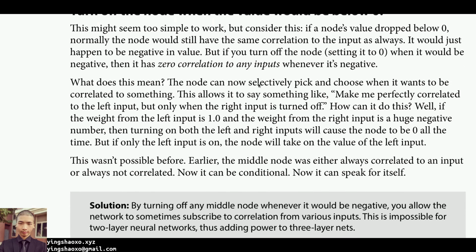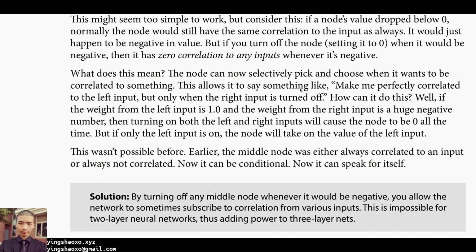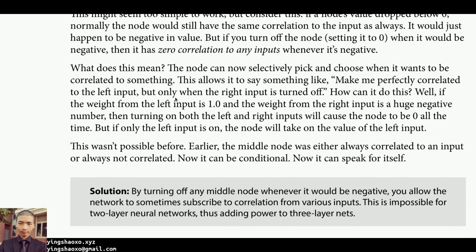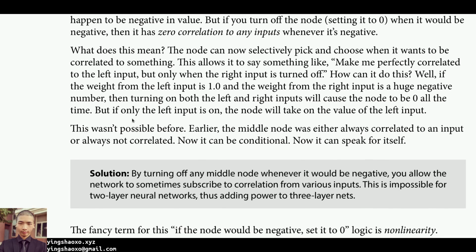What does this mean? The node can now selectively pick and choose when it wants to be correlated to something. This allows it to say something like this: make me perfectly correlated to the left input, but only when the right input is turned off. How can it do this? Well, if the weight from the left input is 1.0 and the weight from the right input is a huge negative number, then turning on both the left and right inputs will cause the node to be 0 all the time. But if only the left input is on, the node will take on the value of the left input.